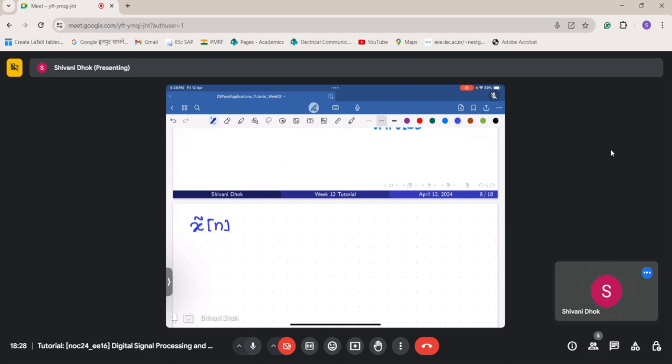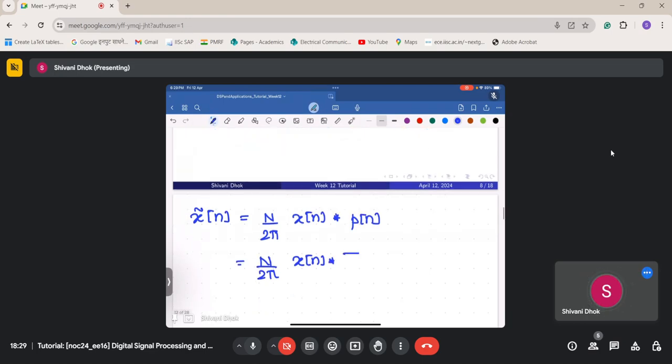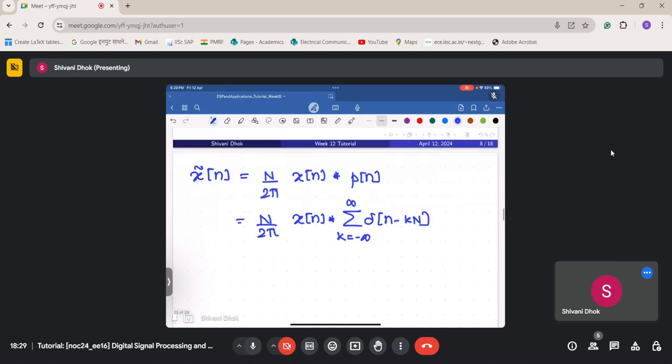X tilde n is n upon 2 pi x of n convolved with p of n, which is equal to n upon 2 pi x of n convolved with the train of impulse, that is, summation k running from minus infinity to infinity of delta n minus k times n, which is equal to n upon 2 pi summation k running from minus infinity to infinity.